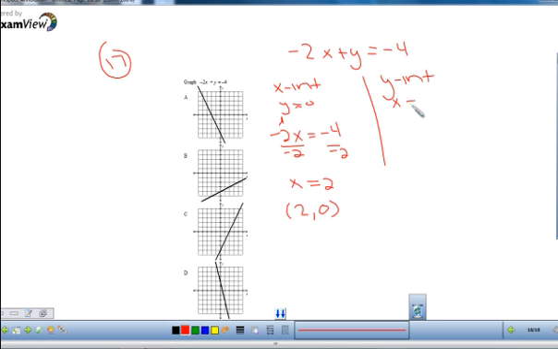To find my y-intercept, I'm going to make x equal to 0. So the x's go away. So I have y equals negative 4. So my y-intercept is (0, negative 4). So there's (2, 0) and (0, negative 4). Two zeros there, so it can't be A. It can't be B. So my answer is C.